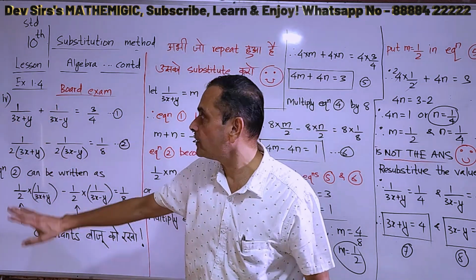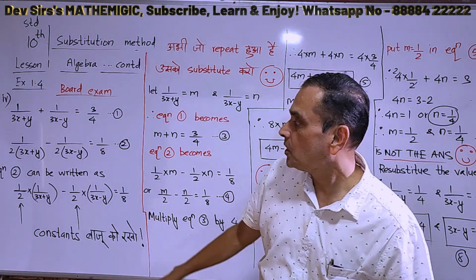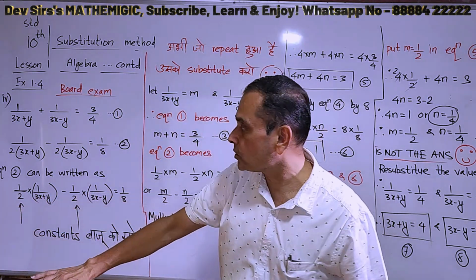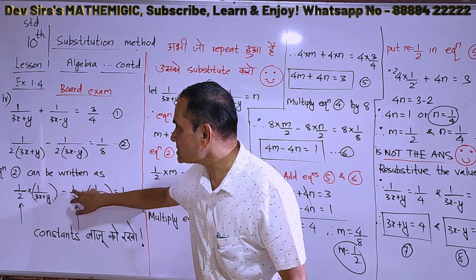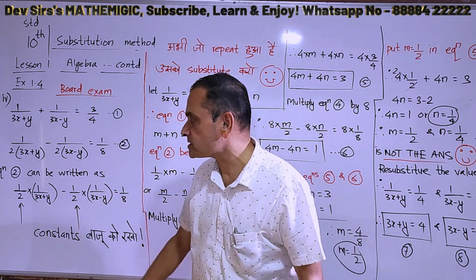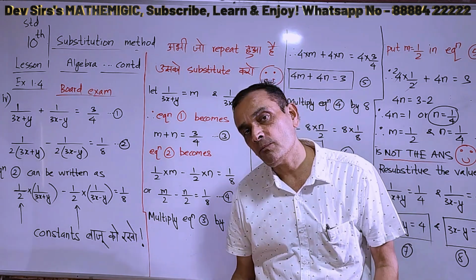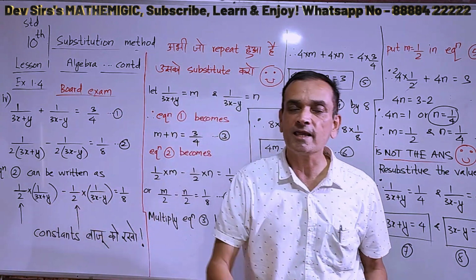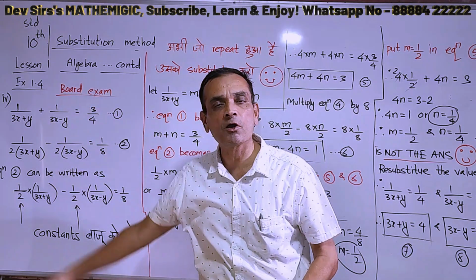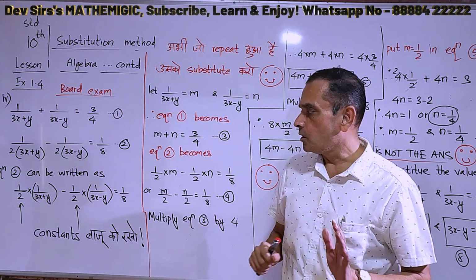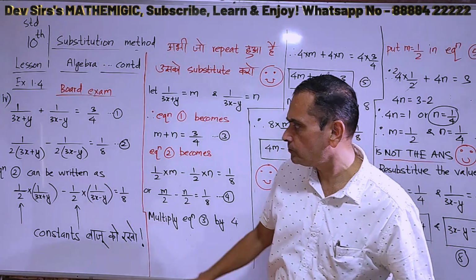Equation 1 को छोड़ दो, सामने कुछ नहीं है constant. Leave it. Equation 2, 1 by 2 constant separate रखो into 1 upon 3x plus y. 1 upon 2 constant बाजू को रखो into 1 upon 3x minus y. That should be done. In yesterday's problem, in both the equations, constants were kept aside. But over here, only for equation 2, because equation 1 does not have a constant in front. Okay. अभी ये होने के बाद check करो.